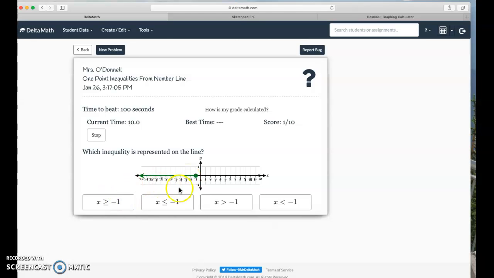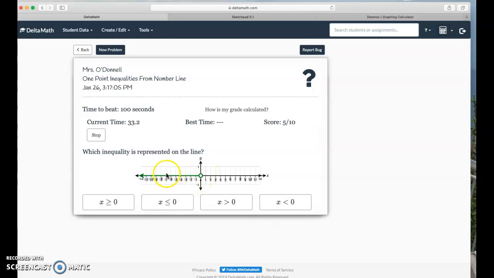So boom. All right, now, it's blurry. My graph is less than or equal to -1. Now my graph is greater than -10. And my graph is less than -5. My graph is less than, so my arrow is going to point to the left, less than 8.